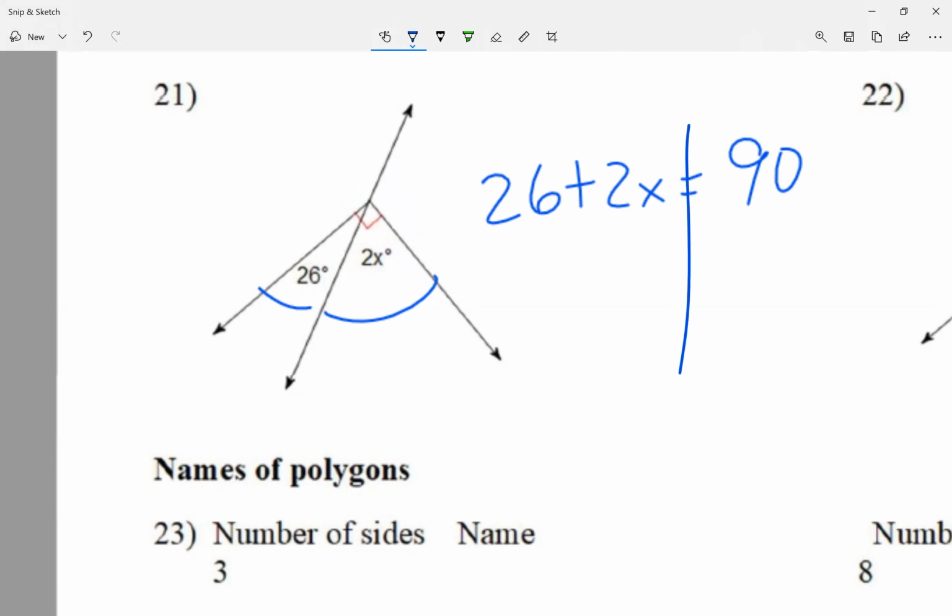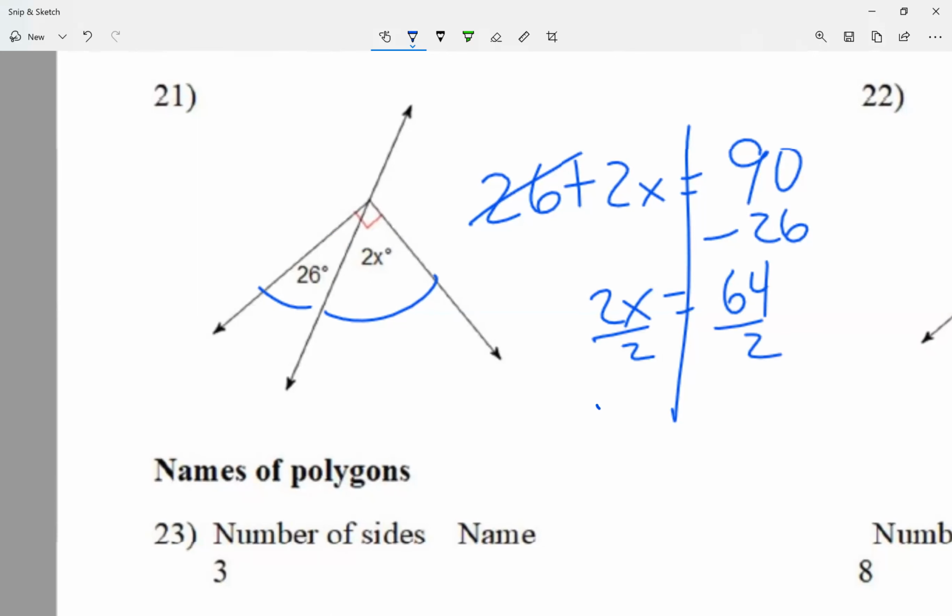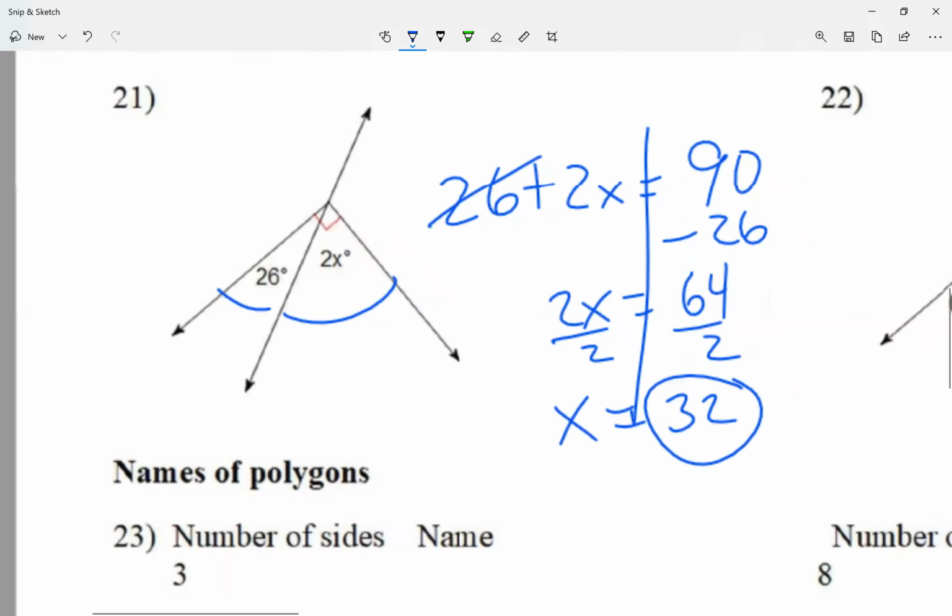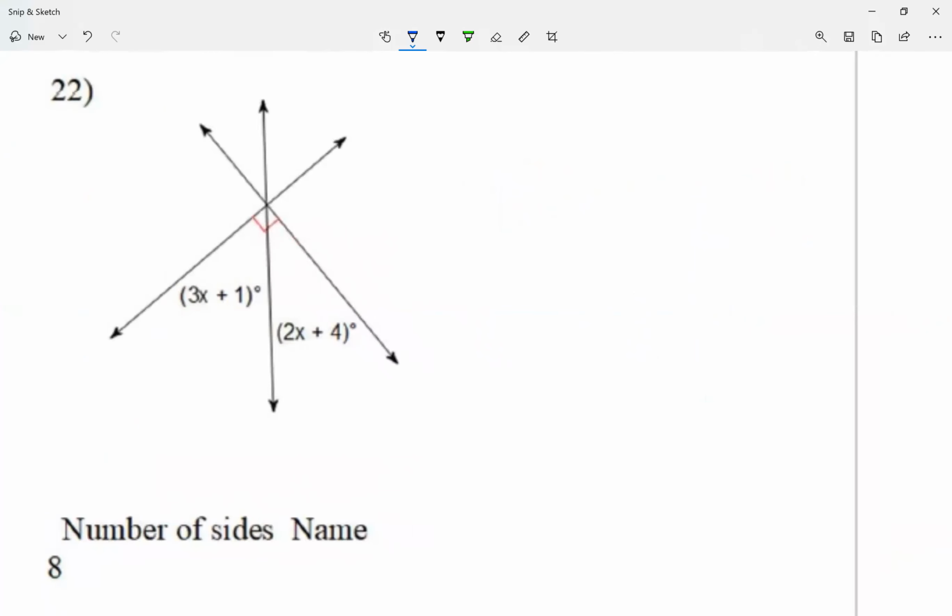Cool. I can easily solve for x. I want the 2x by itself, so the 26, let me move it over as a minus 26. Don't forget to switch the sign. So 2x equals 90 minus 26. It's 64. Use a calculator if you need to. Now let me divide both sides by 2. So x equals 32, 64 divided by 2. The instructions were find the value of x. There you go, 32.